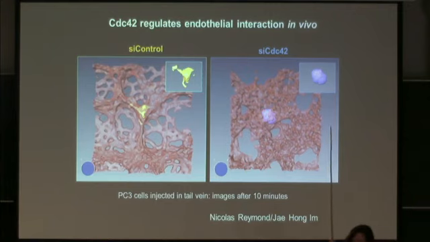So this is an important point because at later time points, if you look later, the CDC42 depleted cells disappear faster than the control cells.